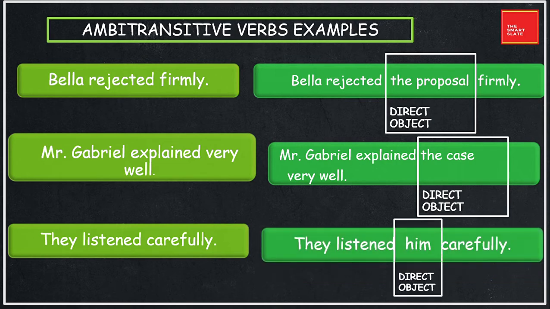So when you do not have the direct objects like the proposal, the case, or him, the sentence still makes sense. And when you add them, it still makes sense. So there is no change in the meaning. The only difference is that you have the object. Such verbs are ambitransitive verbs: rejected, explained, and listened. So we are clear with the ambitransitive verbs.